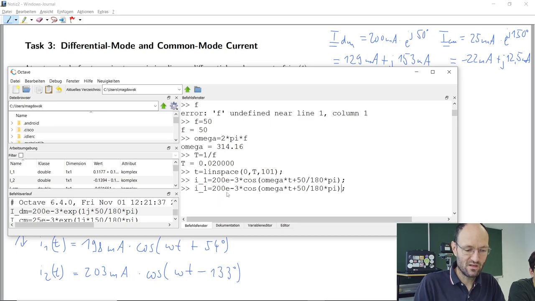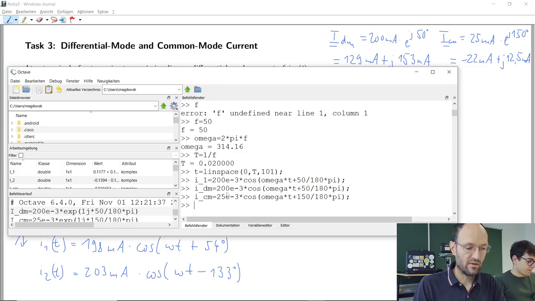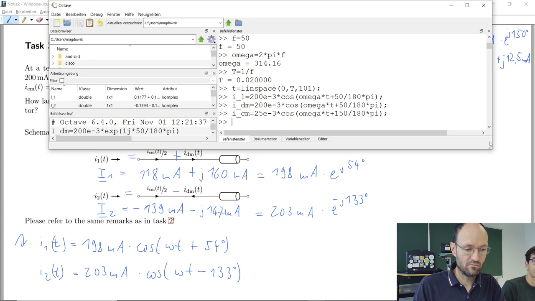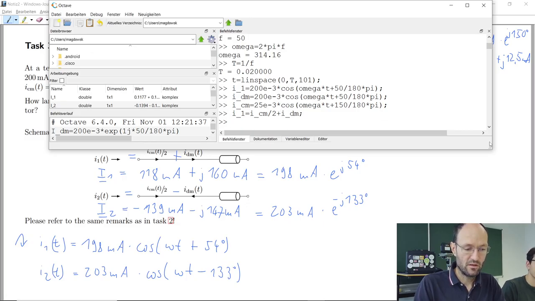Okay, so this should not be I1, it should be the differential mode current. And then we can do the same with the common mode current and say this is 25 and the angle is 150. And so then, as discussed, the first current is the sum of half of the common mode current plus the differential mode current. And the second current is half of the common mode current minus the differential mode current.